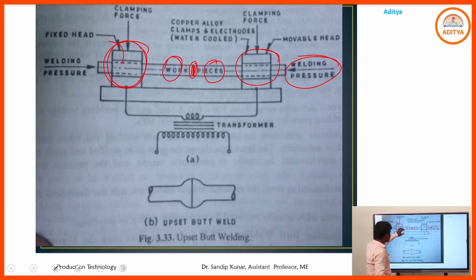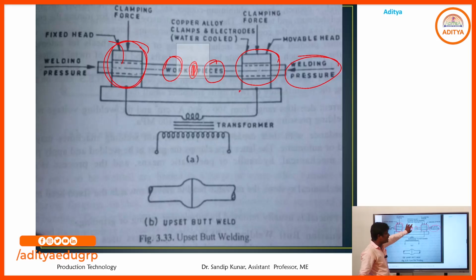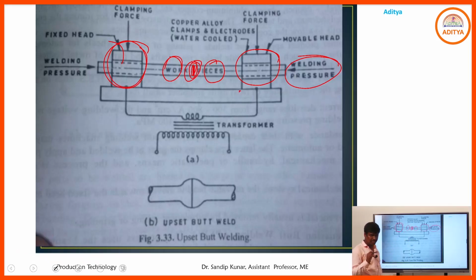Hold the workpiece properly, and using the movable head we apply the pressure. Due to the pressure in that zone, some parts will be melted. A very small amount of parts will be melted, meaning converted into a plastic state condition. In that condition, applying pressure, it will be joined.